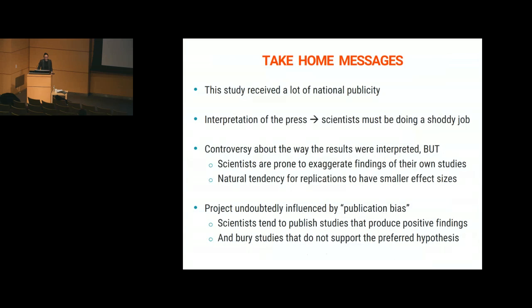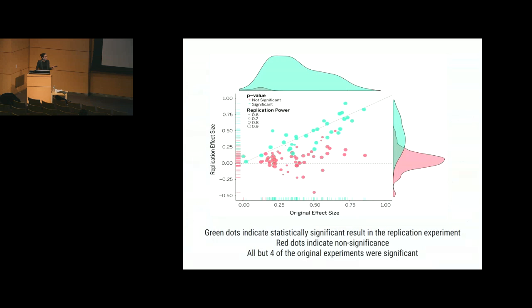So the project, though, by definition, is influenced by publication bias, because the published studies that you're trying to replicate are usually reporting positive findings. So they're reporting a significant effect that you're trying to validate. And the studies that show a negative effect are harder to find or not published. So that's why this sample is heavily biased by significant treatment effects.